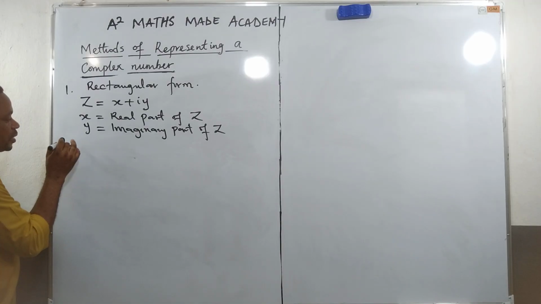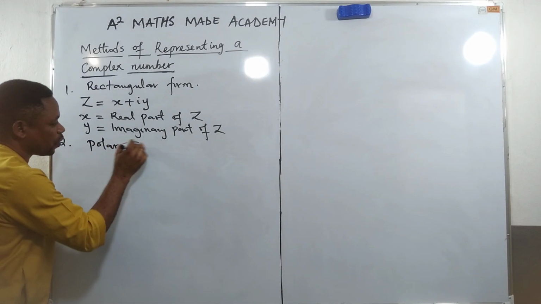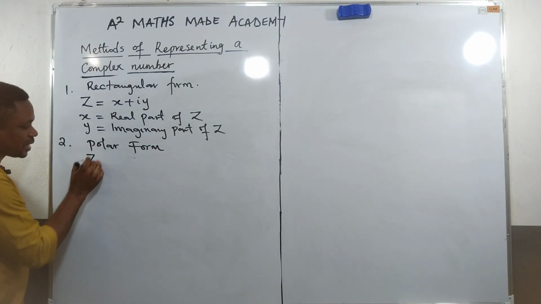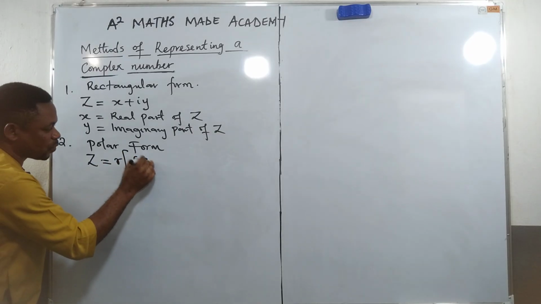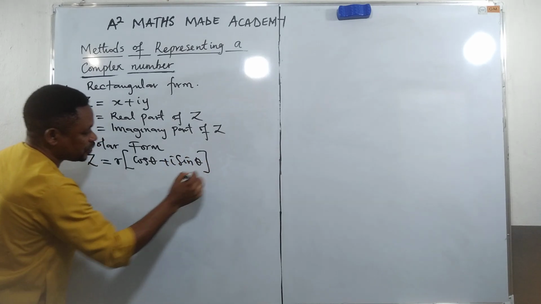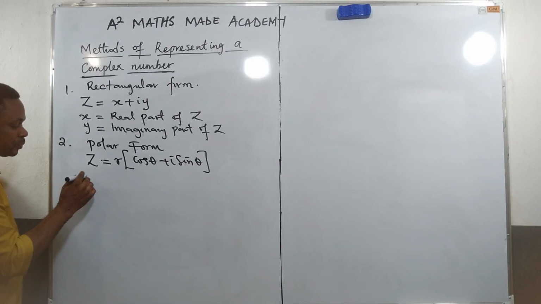Now, the second one is what we call polar form. Mathematically, polar form can be represented as z equal to r open bracket cos theta plus i sine theta. Are you with me now? This is the second method of representing a complex number.